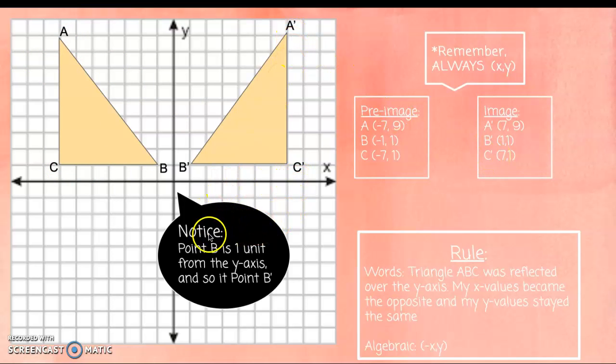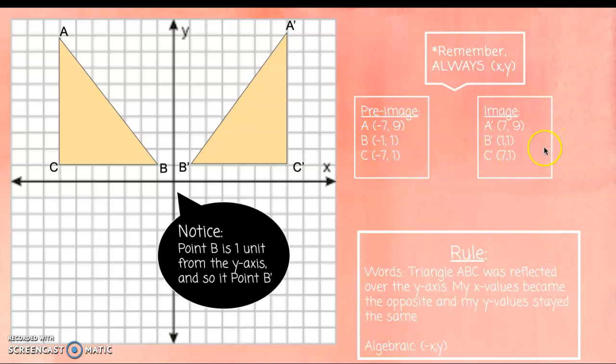All right, so the one thing I want you to notice is point B is 1 unit from the y-axis, and so is point B prime. Look here, I'm 1 unit away from the y-axis, 1 unit away from the y-axis. If you notice, every point is like that. I can see right here that A is 7 units away from the y-axis. A prime is also 7 units away from the y-axis. C is 7 units away from the y-axis. C prime is also 7 units away from the y-axis.